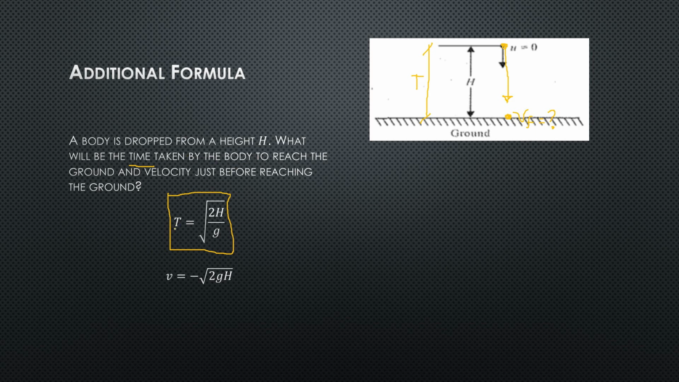So the answer must be time taken before reaching the ground will be equal to the square root of twice the height all over acceleration due to gravity. So acceleration due to gravity is 9.81 meter per second squared. So this is a constant value. Okay, 9.81. So how do we get this one?